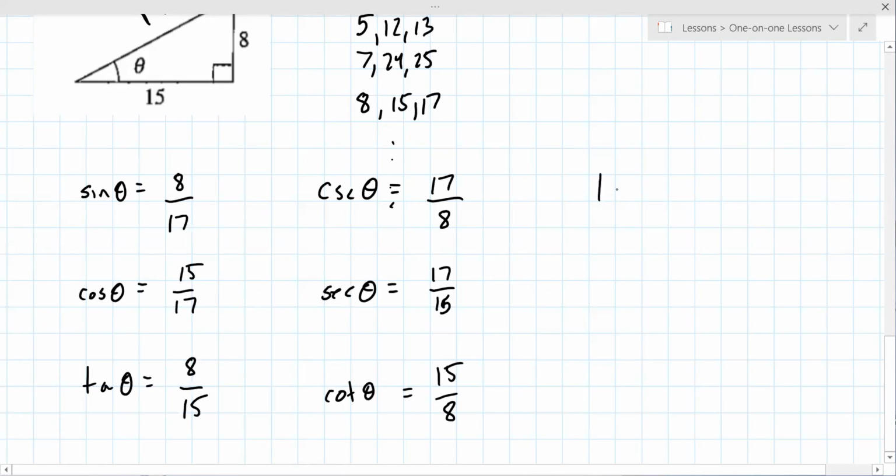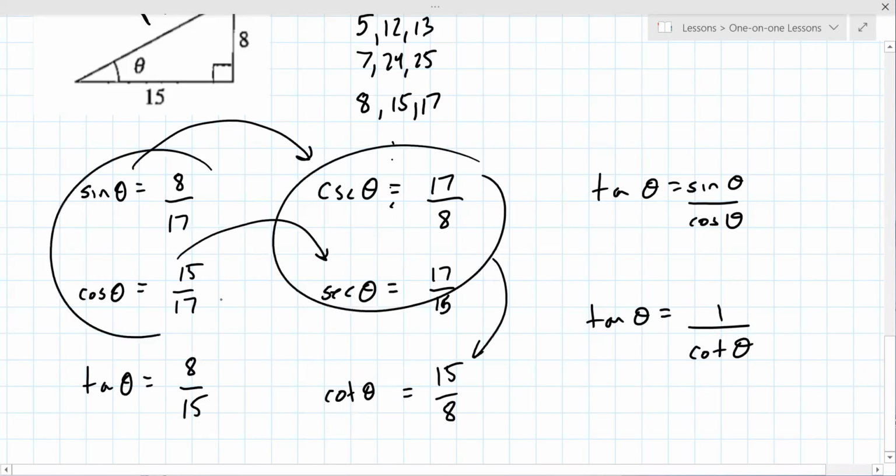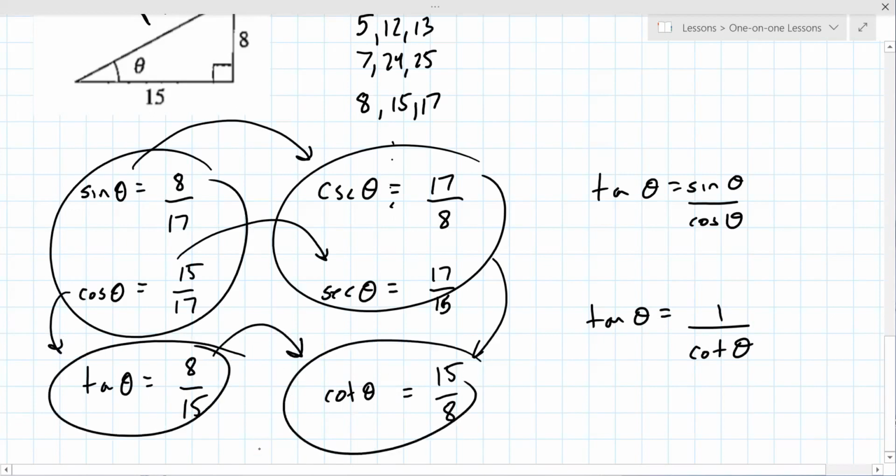Oh, so tangent is two things. It is sine over cosine, and then tangent theta is also 1 over cotangent theta. So there's kind of a nice map. Like this one leads to this one leads to this, these two lead to this, these two lead to this, but these also lead back and forth if you want on them.